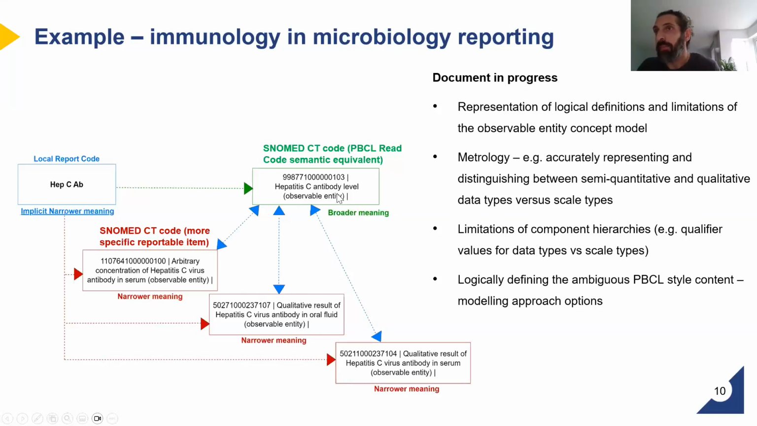So again, when I say I'm an organism antibody level, what am I? Am I the quantitative concentration being reported, or am I the more qualitative type of result, as in a positive or negative detection? And all the stuff on the right hand side here is what we're trying to document as we go along, because this modeling exercise is really not easy. There are lots of limitations that we're not sure about, whether it's concept model or hierarchies, and then trying to logically define an ambiguous concept to inherit the more specific stuff is even more complicated. So we've got modeling approaches for that, and our chosen modeling approach.